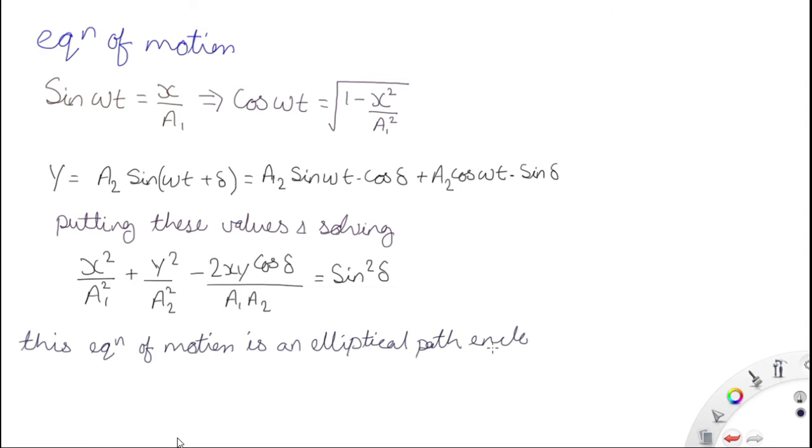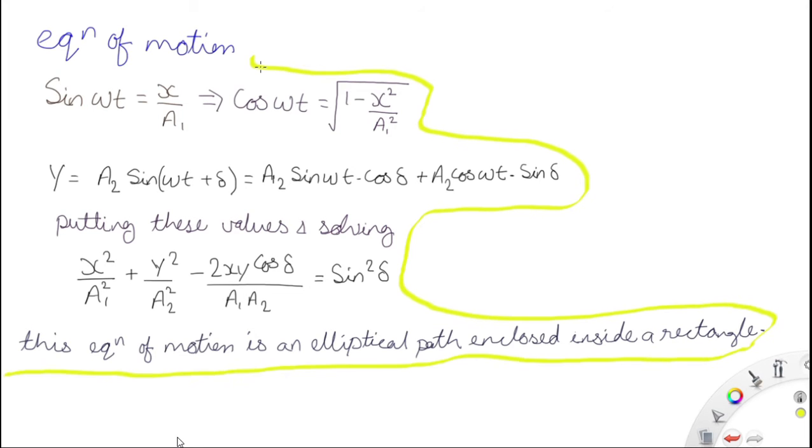Now this equation of motion is the equation of an ellipse. This ellipse is such that it is inscribed inside a rectangle. So this is the elliptical path that we were talking about. This is an ellipse.